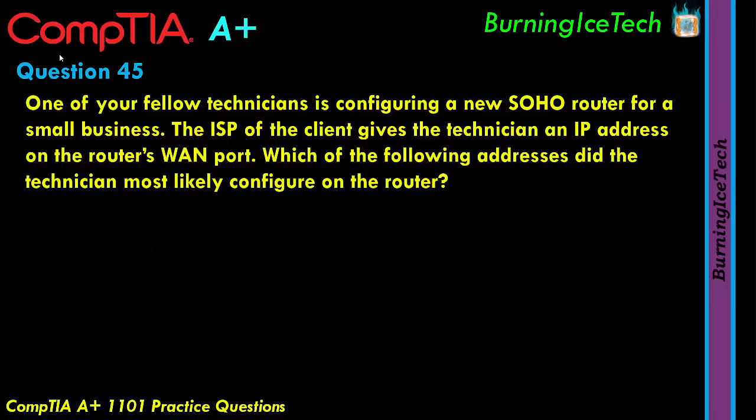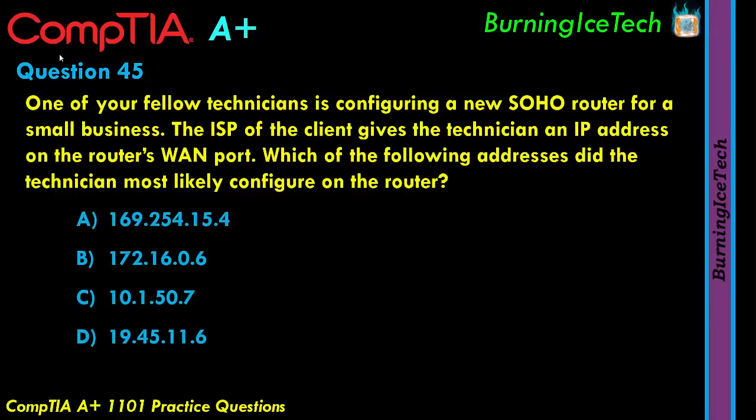Question 45. One of your fellow technicians is configuring a new small office home office router, or router, however you want to pronounce that, for a small business. The ISP of the client gives the technician an IP address on the router's WAN port. Which of the following addresses did the technician most likely configure on the router? So the ISP gave them an IP. What IP did the ISP give them? Which one do you think that is?